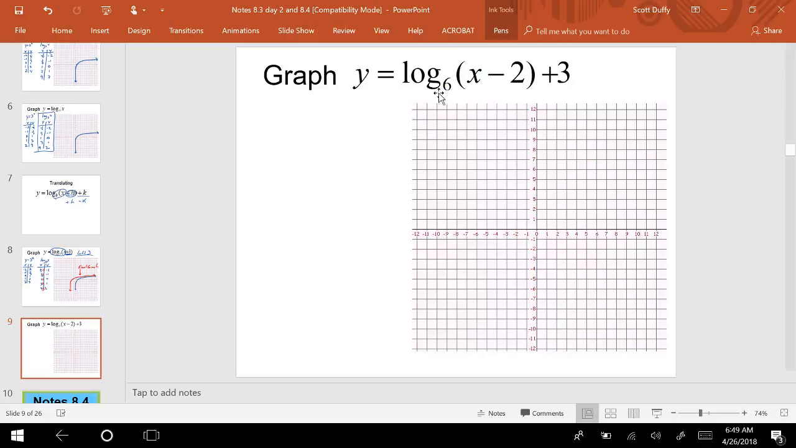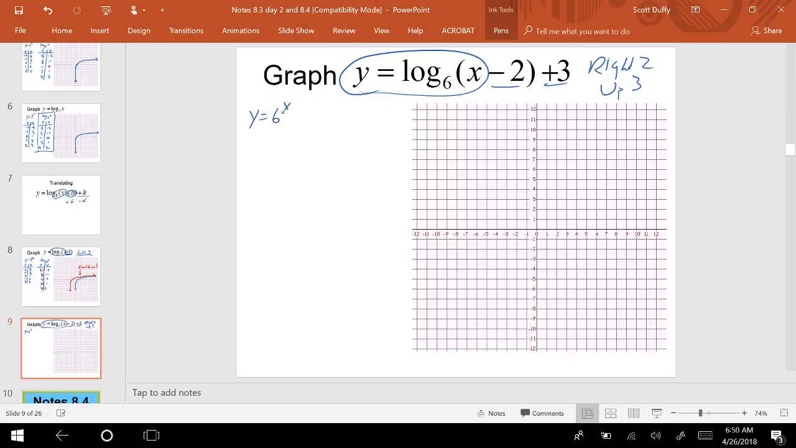If I want to graph log base 6 of x minus 2 plus 3, what I know is that the parent function is log base 6 of x. Minus 2 means right 2 inside the parentheses, plus 3 is up 3. So I know I'm going right 2 and up 3. So I say to myself, log base 6 of x is the inverse of y equals 6 to the x. Make your x and y table.